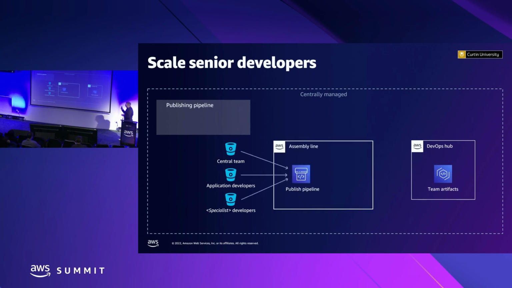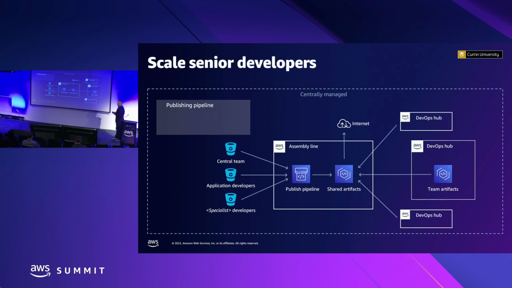And to do that, we brought back in that concept of the assembly line. The central team managed a single publishing pipeline that brought all these patterns together, applied all of the security testing that the organisation wanted, and then published into the shared AWS CodeArtifact. The central team can manage the public repositories and also do all of the plumbing and connections required to make that available to all of the other teams.